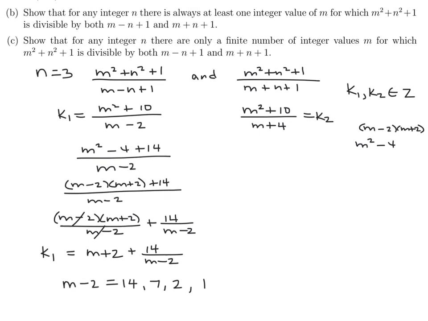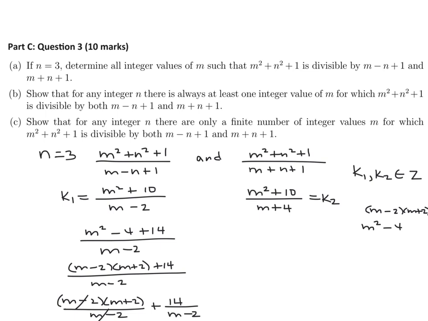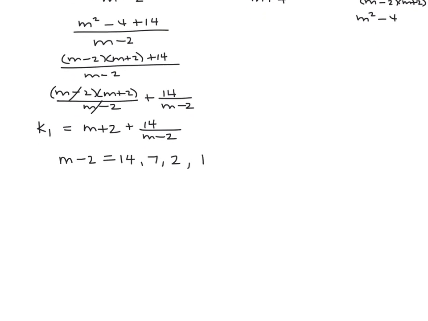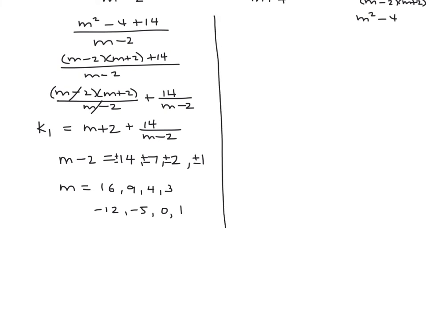Now, does it say anything about positive integers? No, just all integer values. So I guess they could be negative also. Okay, so that means plus or minus, plus or minus, plus or minus, and so on. Okay, so if m minus 2 is plus or minus 14, we can easily calculate the values of m now. M will be either 16, 9, 4, 3, minus 12, minus 5, 0, and 1. All right, so there we go.